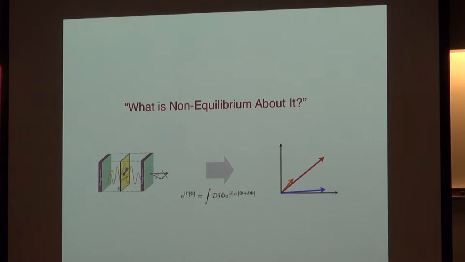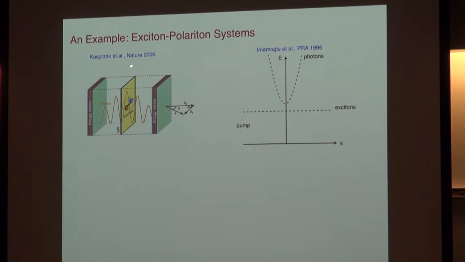Let's start with an introduction to how we actually see non-equilibrium conditions in this system, and what sets them apart from an equilibrium system. Let me start with a physics example, these exciton-polariton systems. You have this two-dimensional quantum well, embedded into a semiconductor heterostructure. These act as an effective cavity. And the degrees of freedom are these exciton particle-hole excitations, which are completely immobile and have a flat energy dispersion here.